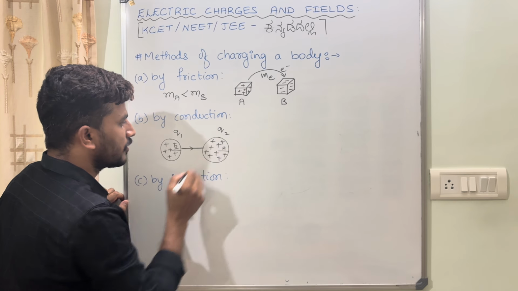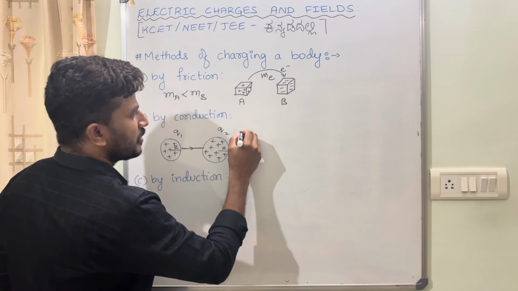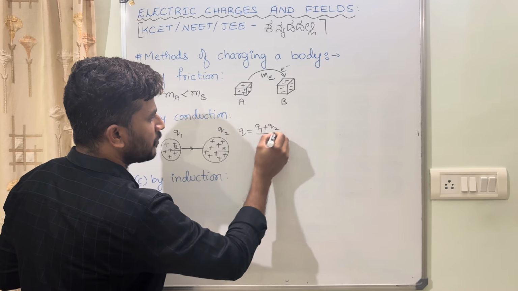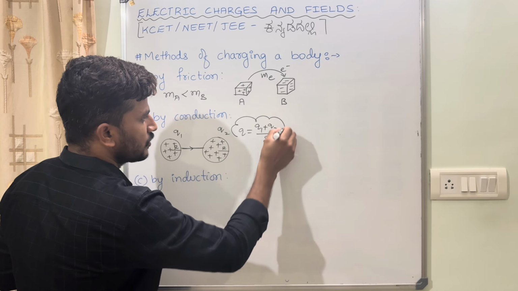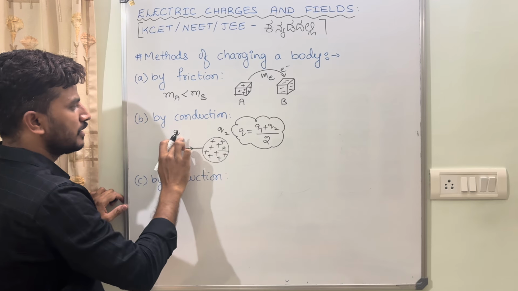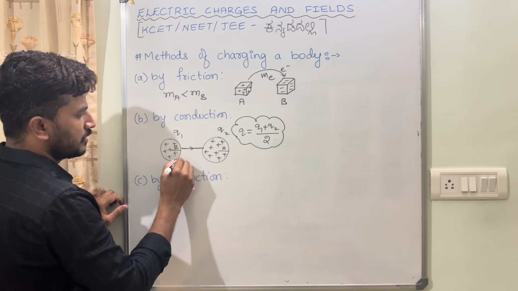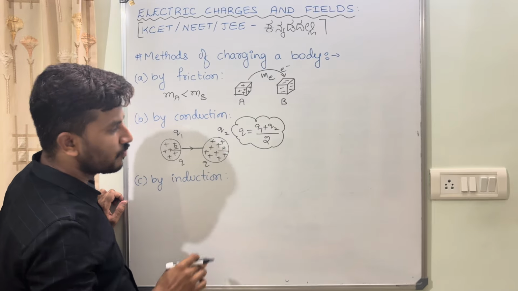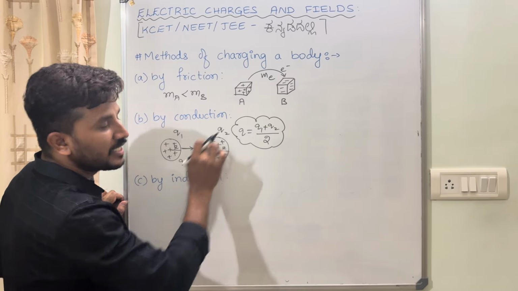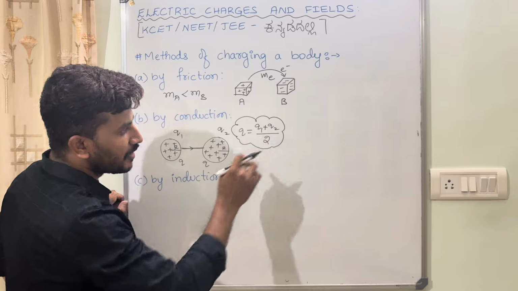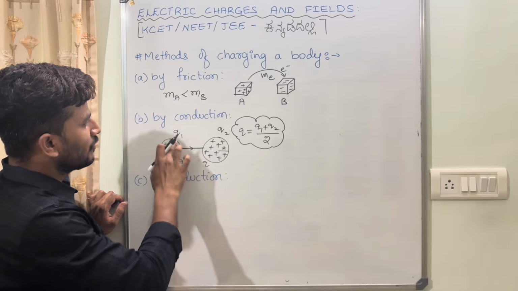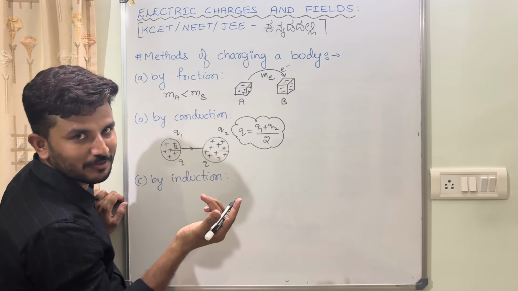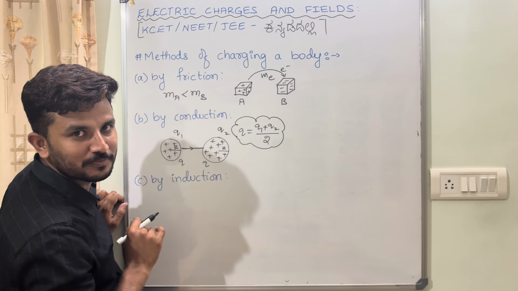The final charge will be given by Q is equal to Q1 plus Q2 divided by 2. For example, if one has 2 coulomb and the other has -8 coulomb, you compute 2 - 8 divided by 2. If one has 10 coulomb and the other -10, then 10 - 10 is 0, 0 by 2 is 0. So total charge will become 0.